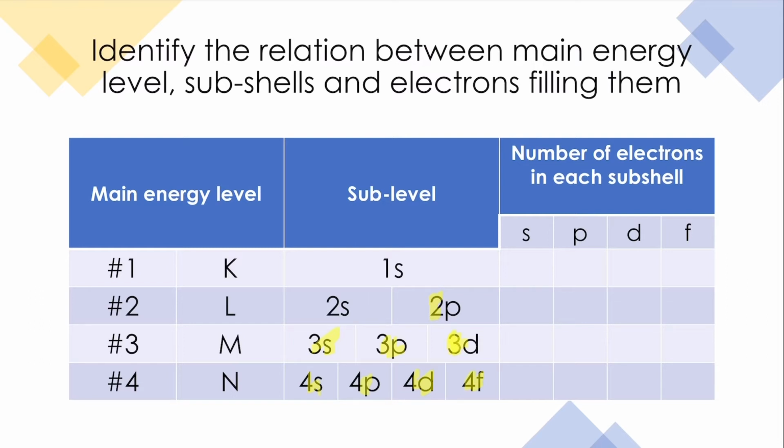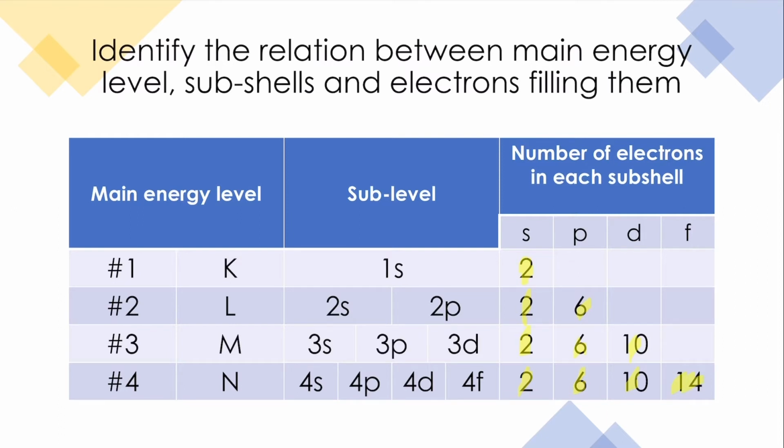Okay, now for the number of electrons. How many electrons in S? How many electrons in P? How many electrons in D and F? Let's see. In the S subshell, we have 2 electrons. Every S, even if it's in the first or even in the seventh. So we have 2 electrons in each S sub-level. Then we have 6 for P, 10 for D, and 14 for F.